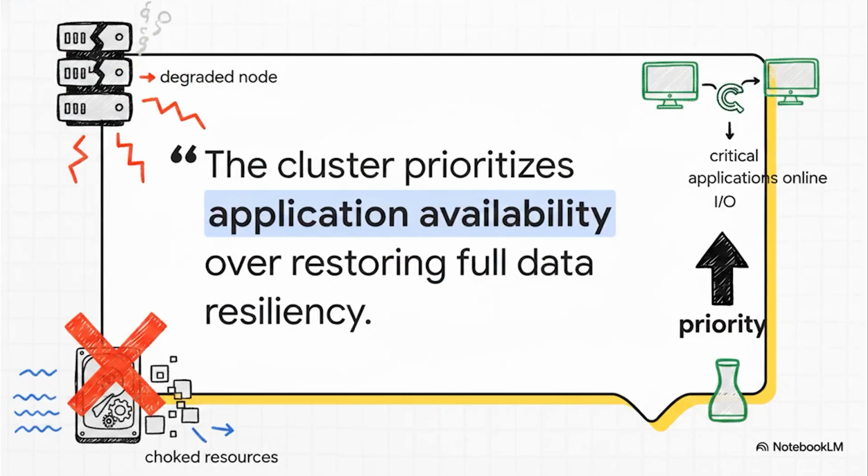Another crucial concept is how this system behaves under extreme stress. A degraded node is one that's basically partially unresponsive. When a failure has already happened and the cluster finds itself in this degraded state, remember this exact logic for the exam. The system will intelligently prioritize keeping your critical applications online and servicing I/O over immediately forcing a massive, full data resiliency rebuild. A rebuild could choke out your remaining resources, so application availability always takes precedence.